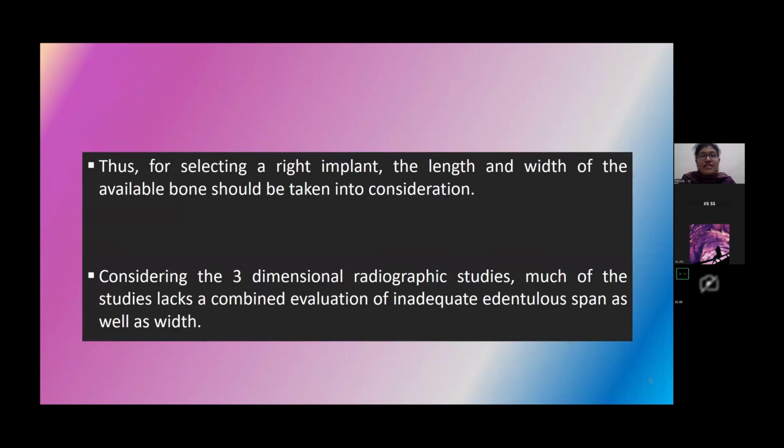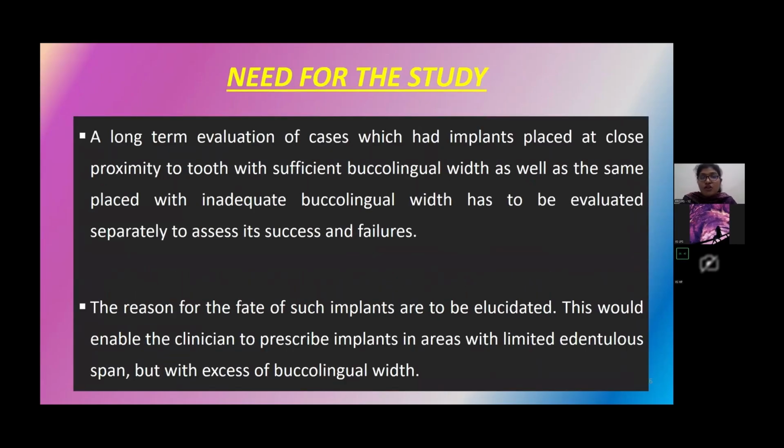Thus, for selecting a right implant, the length and width of the available bone should be taken into consideration. While considering the studies, three-dimensional radiographic studies lack a combined evaluation of both the inadequate edentulous span as well as width together. Here arises a definite need for the study. A long-term evaluation of cases which had implants placed at close proximity to tooth with sufficient buccolingual width as well as the same place with inadequate buccolingual width has to be evaluated separately to assess its success and failure rate.